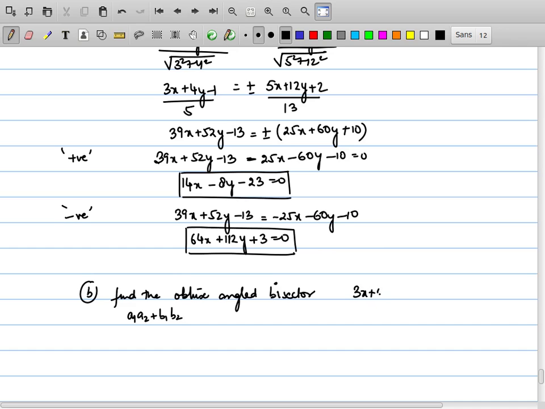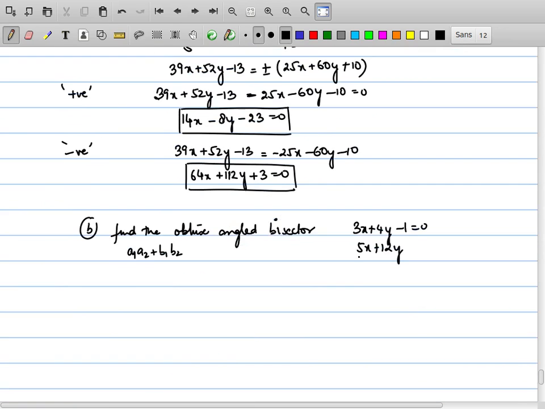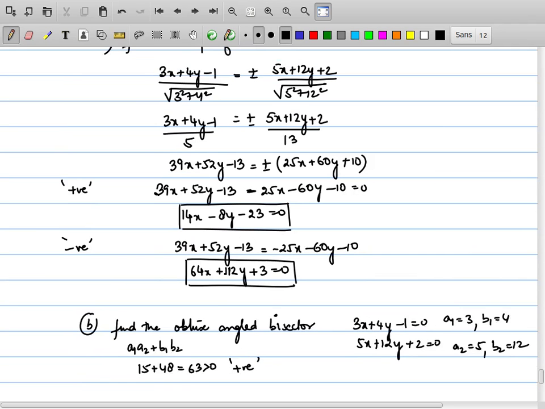The equations are 3x plus 4y minus 1 is 0, and 5x plus 12y plus 2 is 0. So what is a1? 3. What is b1? 4. What is a2? 5. What is b2? 12. What is a1a2? 15. What is b1b2? 48. And this is what? 63, which is positive. Therefore, we will take the positive sign between the equations and solve.